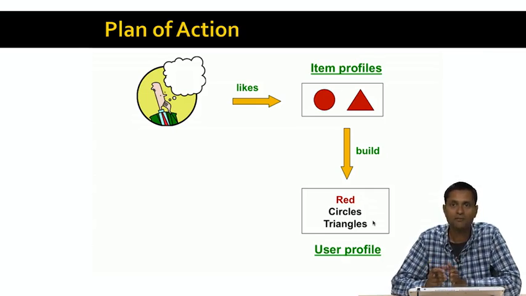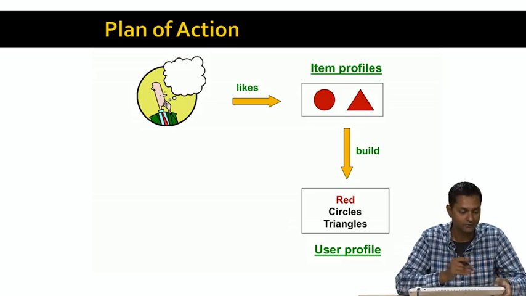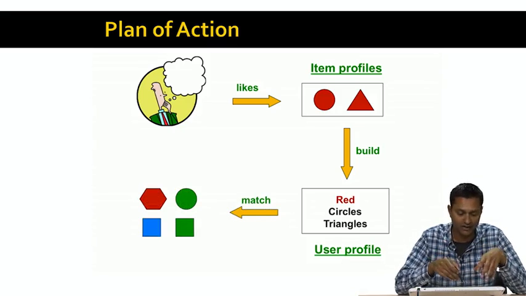Now, once we have a profile of the user, we can then match that against the catalog and recommend other items to the user. So let's say the catalog has a bunch of items in it. Some of those items are red, so we can recommend those to the user.